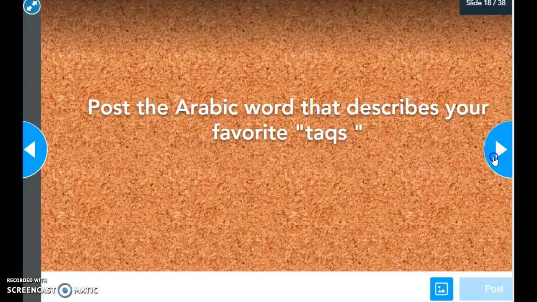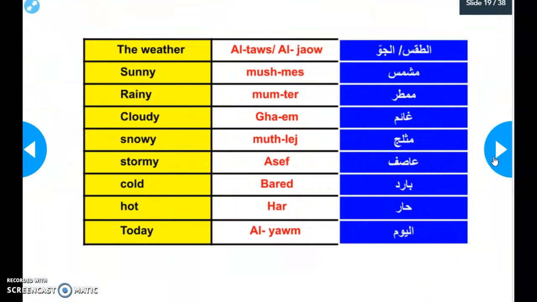So here we have our activities, and now you're having a look at the study guide. الطقس, الجو for the weather. مشمس, ممطر, غائم, مثلج, عاصف, بارد, حار. And for us to make a sentence, we will say الطقس اليوم بارد. الجو اليوم ممطر. All right, boys and girls.